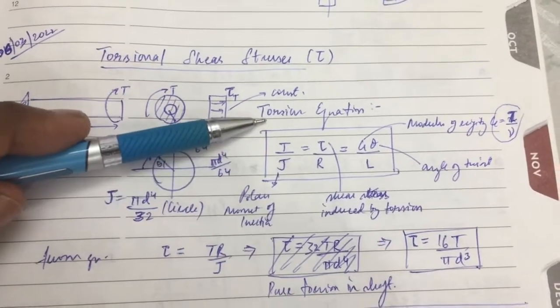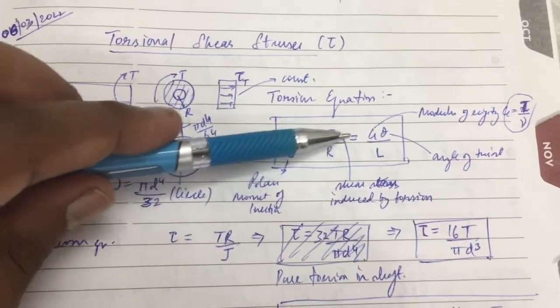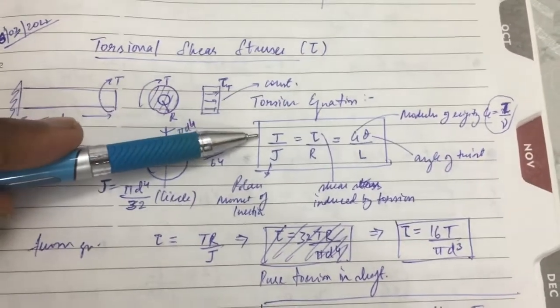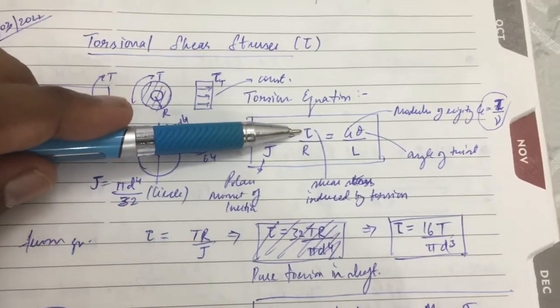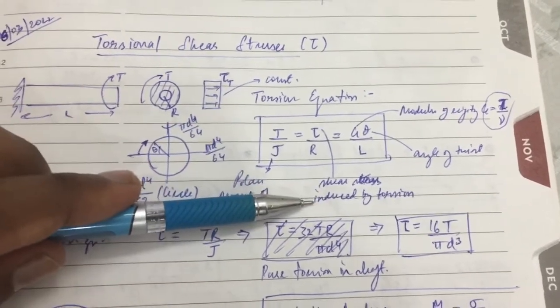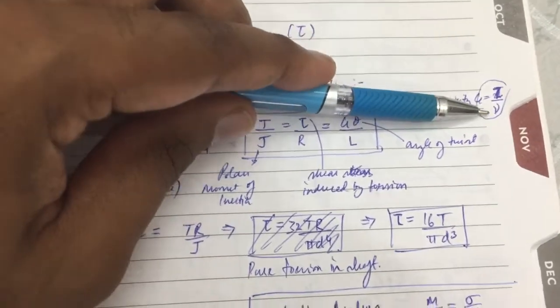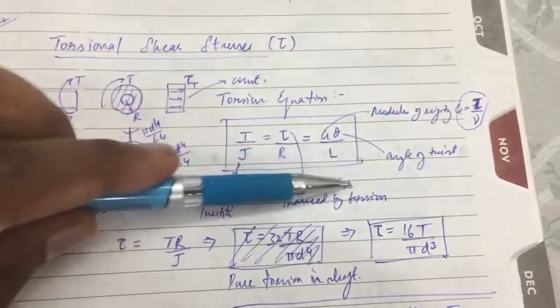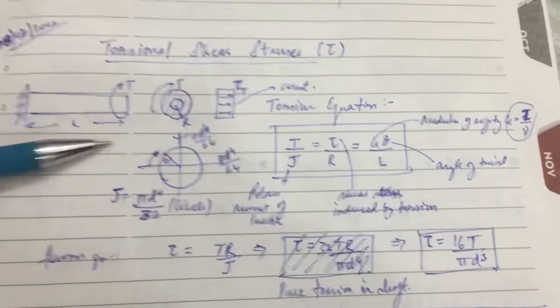There is the torsion equation, that is T by J equals rho by R equals G theta by L. T is the torsion, J is the polar moment of inertia, rho is the shear stress induced in the torsion, G is the modulus of rigidity, that is shear stress by shear strain, theta is the angle of twist, and L is the length of the shaft.